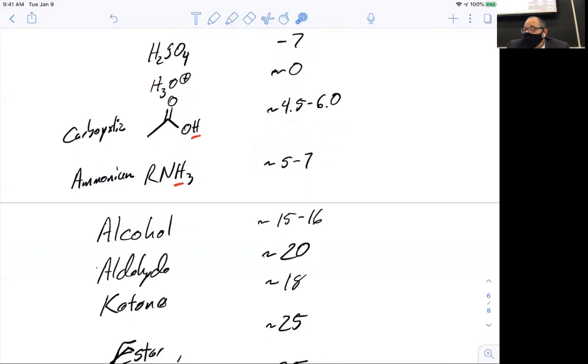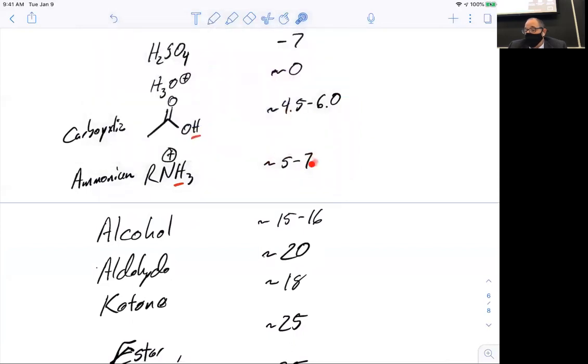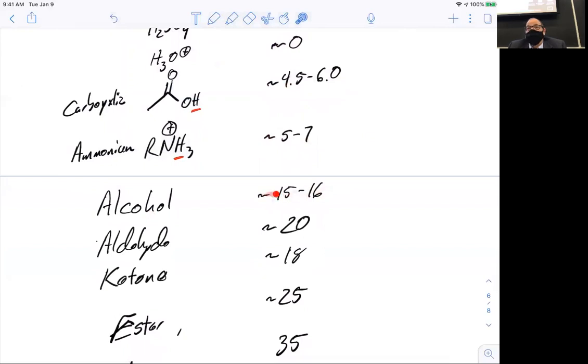Ammonium, right? Oh, and I didn't draw a positive. Please correct that. There should be a positive there. So for ammoniums, we're dealing with a little bit less acidic than that. Get to alcohols, they're like water. Again, 15.7 is the number you need to know. It gives you a reference point.